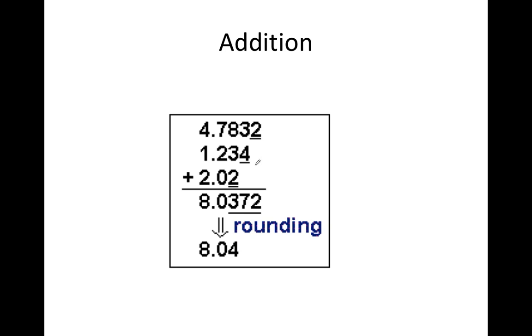Another way of thinking about it is that the final answer when you're adding and subtracting can only be as precise as the least precise measurement. So this number is precise to the nearest hundredth, and this one is precise to the nearest thousandth, and this one is precise to the nearest 10,000th. This number is the least precise of all three. So the final answer will get rounded to have the same number of decimal places as this number. So it has 2 decimal places, so the final answer has 2 decimal places.